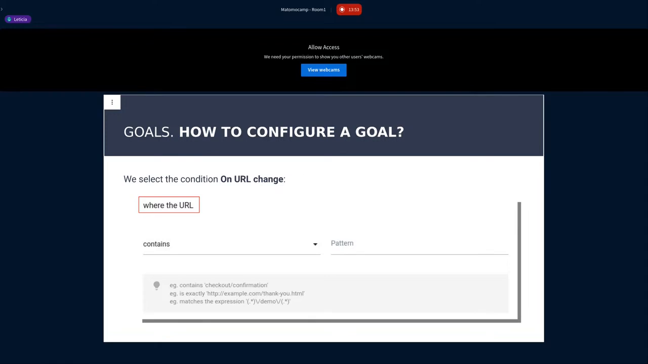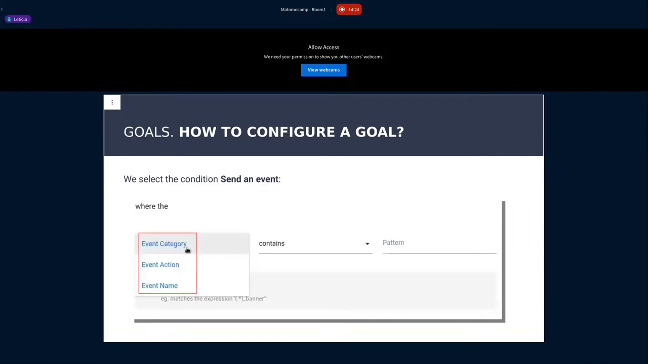The URL regular expressions are very useful in case when the exact URL is not known beforehand, or when there is more than one destination page. Then with regular expression, we can do this. Of course, the condition matches when the user views that page, and Matomo then counts the goal.